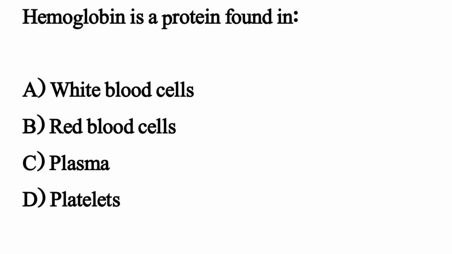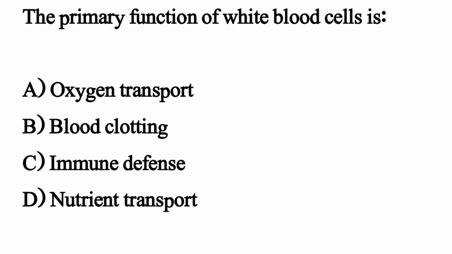Hemoglobin is a protein found in. The correct option is option B, red blood cells. The primary function of white blood cells is. The correct option is option C, immune defense.